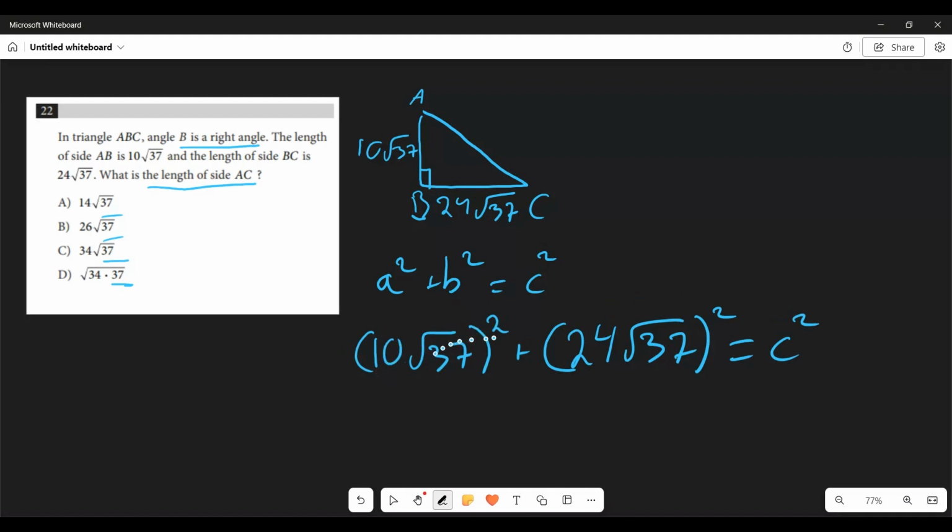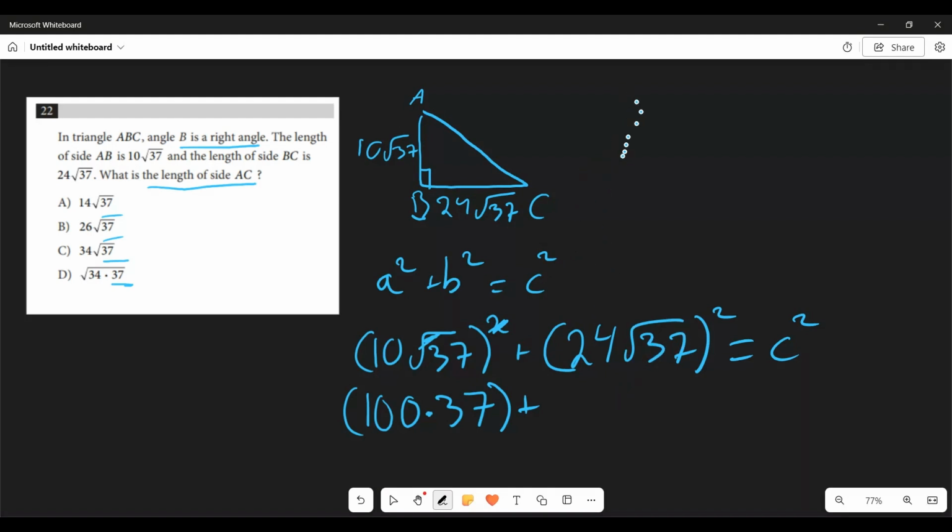So 10 squared is going to be 100, and it's going to be 100 times root 37 squared, which basically cancels out the root. So that becomes just 100 times 37, plus 24 squared times root 37 squared.